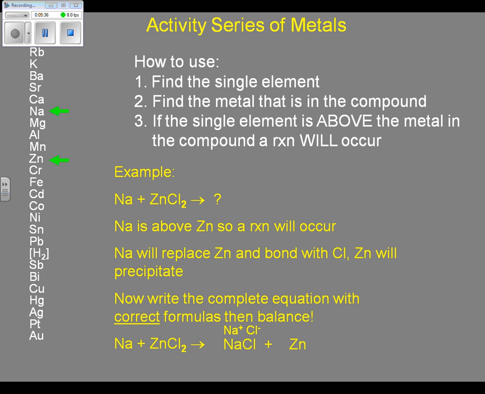So I have 2 chlorines on the reactant side. I have 1 on the product side. So we have to put our coefficients, a 2 in front of NaCl and a 2 in front of Na on the reactant side. Now this equation is nice and neat and balanced. Let's look at another one.